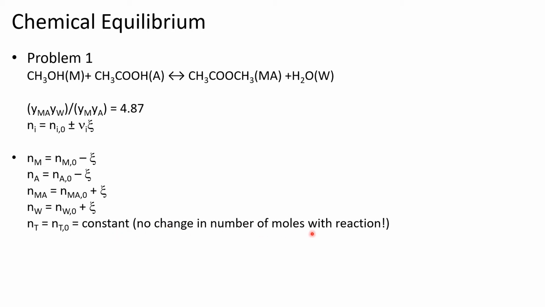There's no change in the number of moles due to reaction. If you look here, 1 mole reacts with 1 mole to produce 1 mole and 1 mole. So 2 moles react and give us 2 moles. So we should see no change in the total number of moles due to reaction. This won't always be the case. There will be many cases in which there is a change in the number of moles. Either the number of moles will go up or the number of moles will go down.